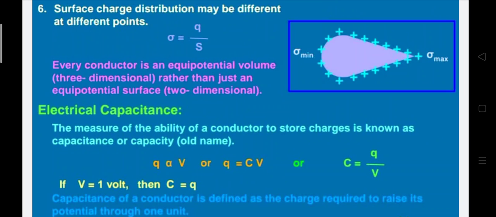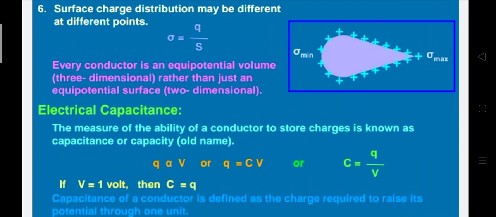The next point, surface charge distribution may be different at different points. Surface charge. Now what does sigma represent? Sigma represents surface charge density. So at the pointed surface where the point is there, the charge density is maximum. Sigma, surface charge density, is total charge over total surface area. So where the surface area is smaller, surface charge density will be maximum. Where the surface is bigger, surface charge density will be less.